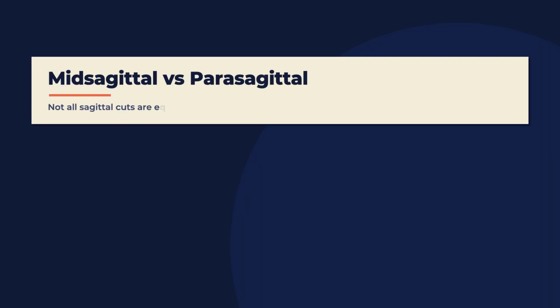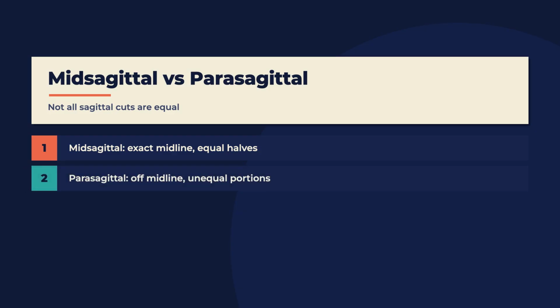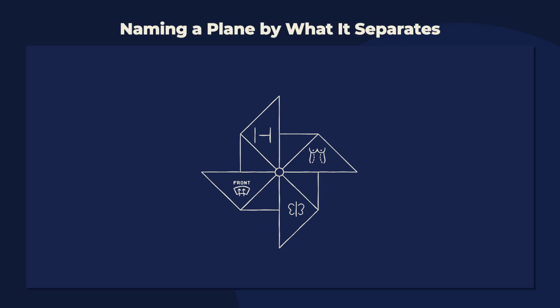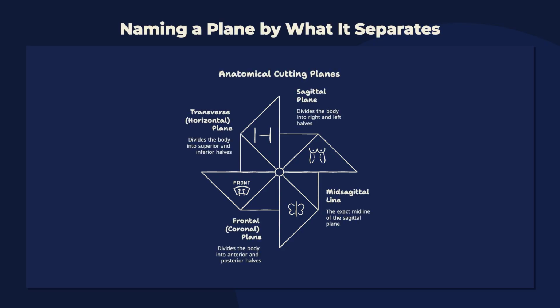The sagittal plane splits further. A mid-sagittal or median plane runs exactly down the midline for equal halves, while a parasagittal plane lies off-center and creates unequal portions. Remember, every mid-sagittal plane is sagittal, but most sagittal planes are not mid-sagittal. The most reliable trick is to ignore the blade and name what the cut separates. Right from left means sagittal, front from back means frontal, and top from bottom means transverse. The single reframing eliminates most errors.